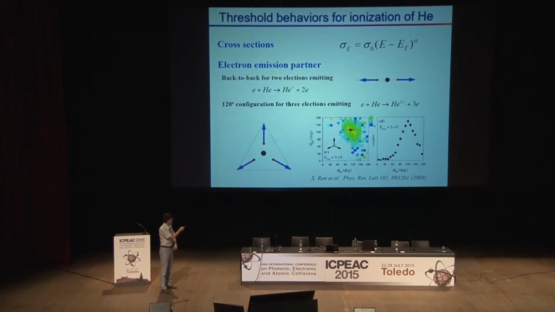This results in the same repulsion for these two electrons from each other and a similar attraction from the nucleus. Thus, the net force for these two electrons is almost the same, and then it forms a very symmetric emission pattern. For the three-electron escaping process, electron-induced double ionization of helium, it will also form a very symmetric configuration, the 120-degree configuration. These have been experimentally confirmed in a kinematically complete experiment performed in ICPEAC.